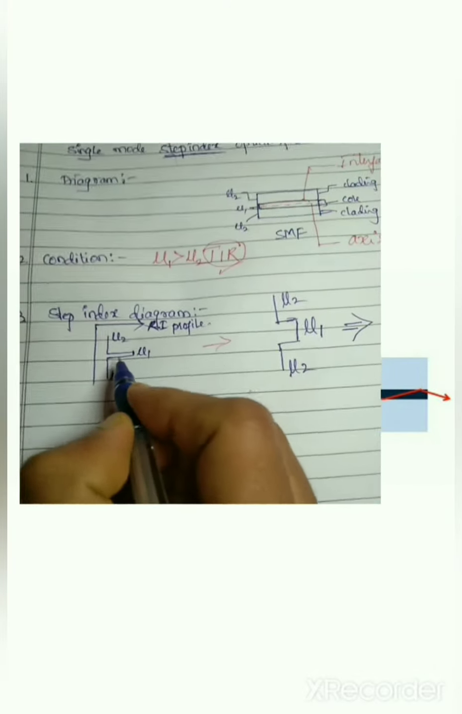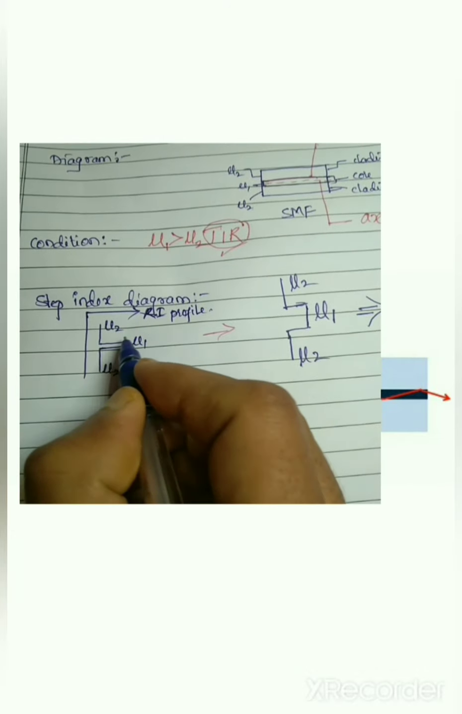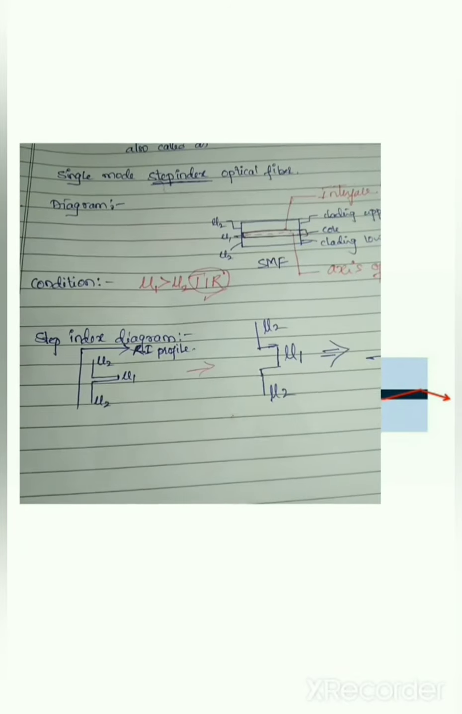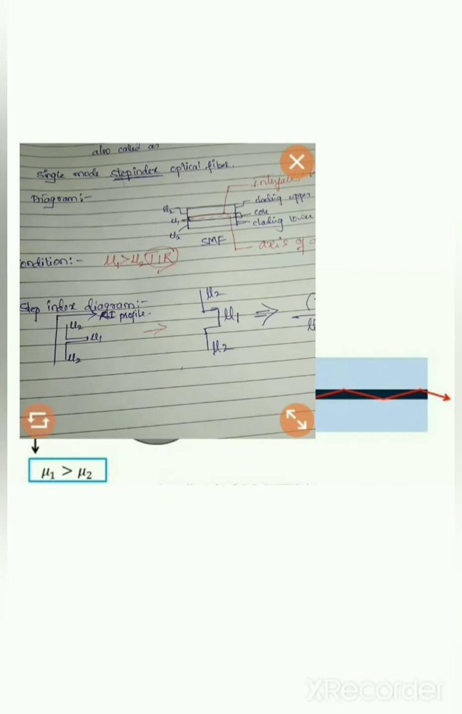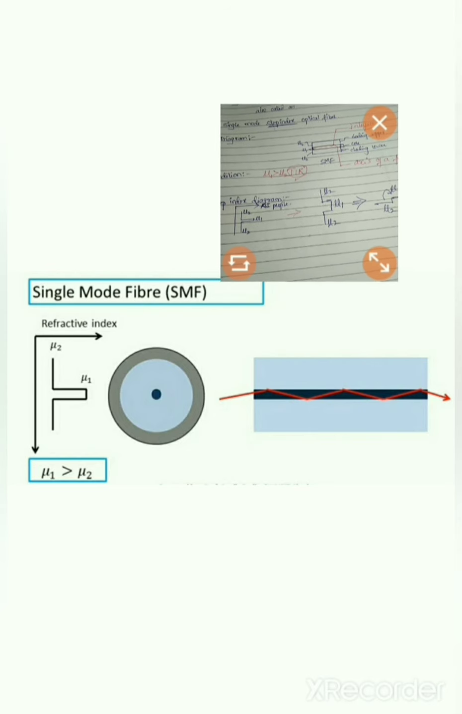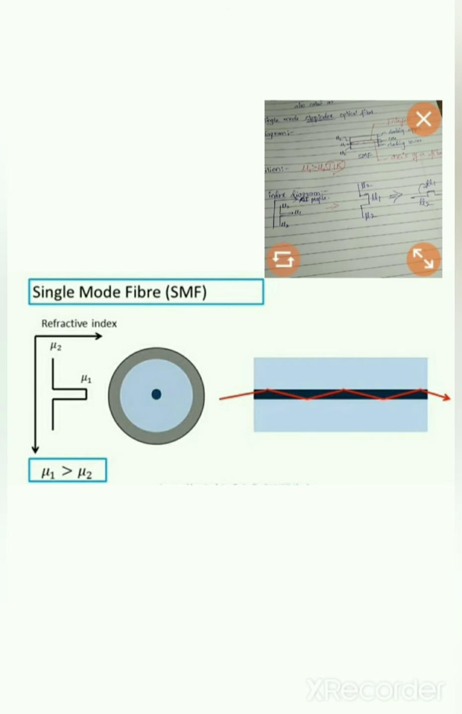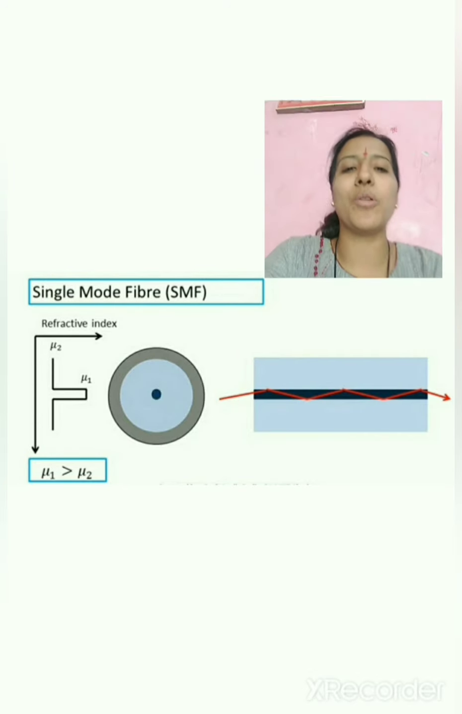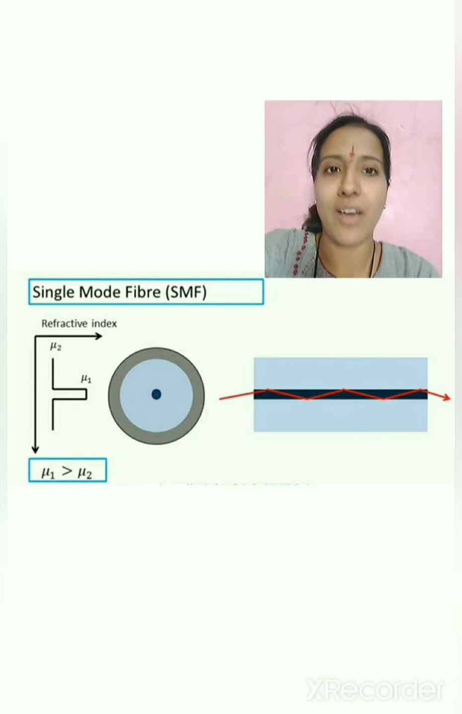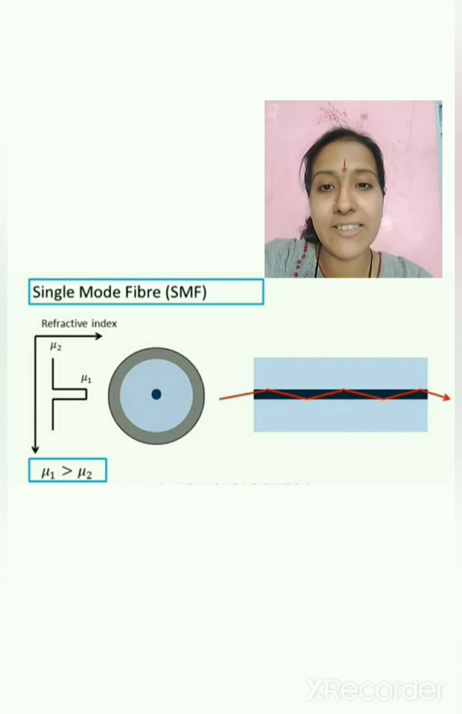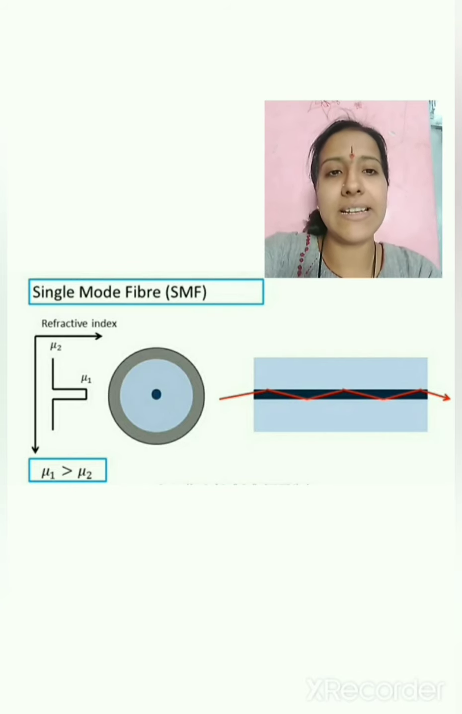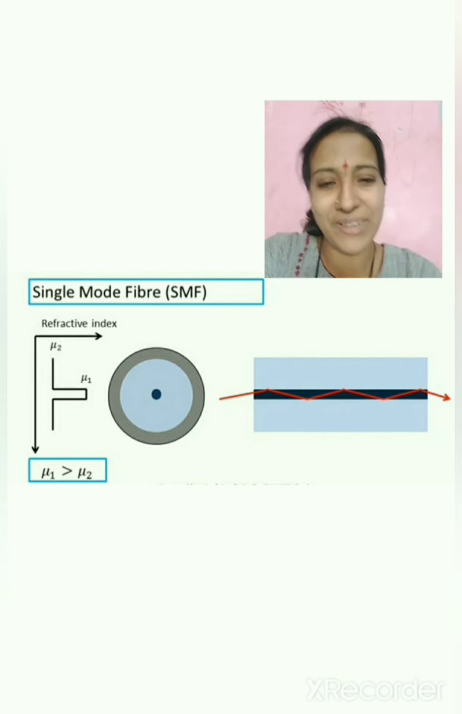Step index. Are you getting the idea? See, just because of the narrow core, the diagram is like this. Are you understood? Yes, no? Just because of the narrow core, this is called as what? This is called as single mode optical fiber or single mode step index optical fiber. In this slide, you people will easily understand. Well, okay?